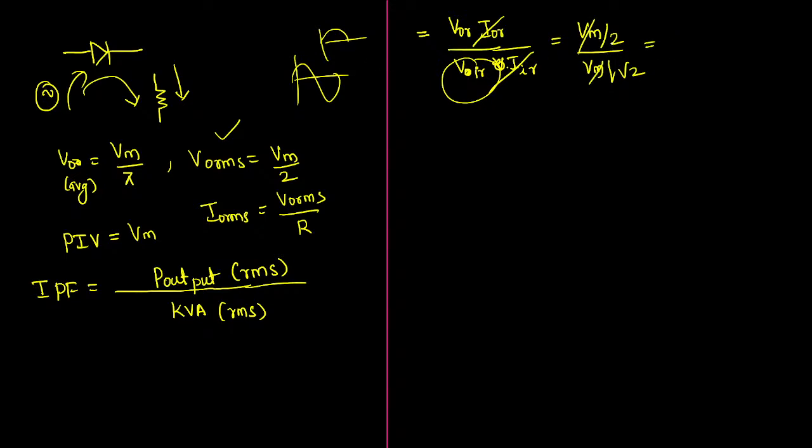Vmax will be cancelled. This 1 by 2 will appear here. This 1 by root 2 will appear in the numerator. Once again, 2 can be written as root 2 into root 2. One root 2 will be cancelled. 1 by root 2 can be written as 0.707. So this is how we are estimating the value of input power factor.